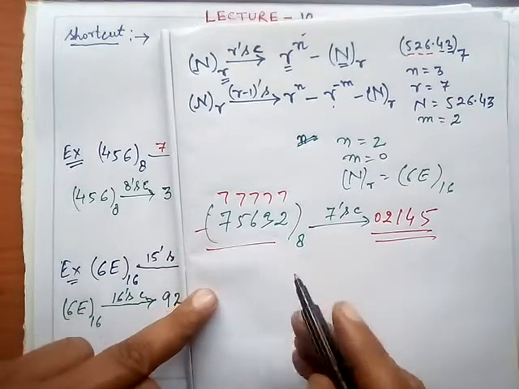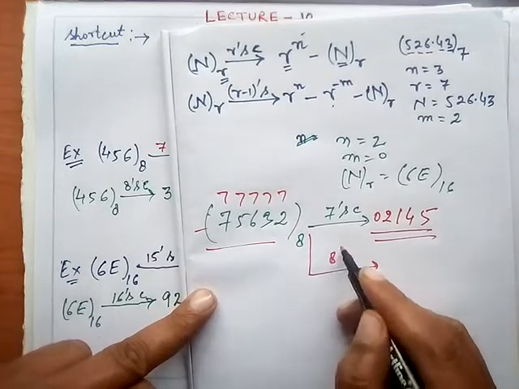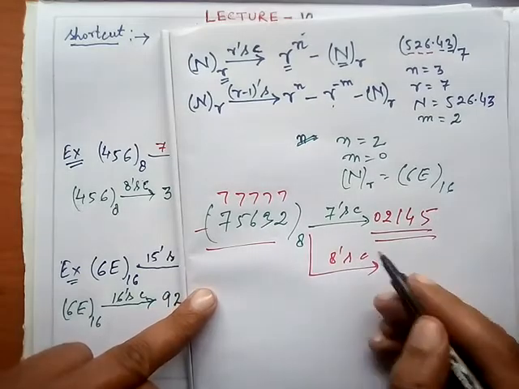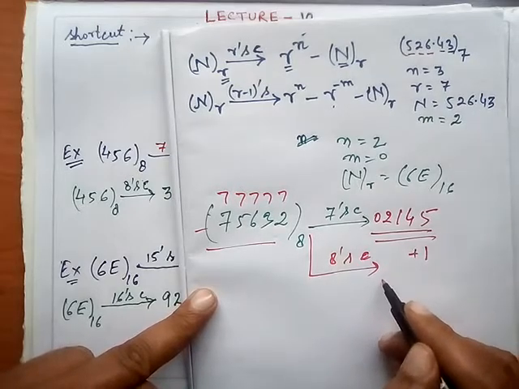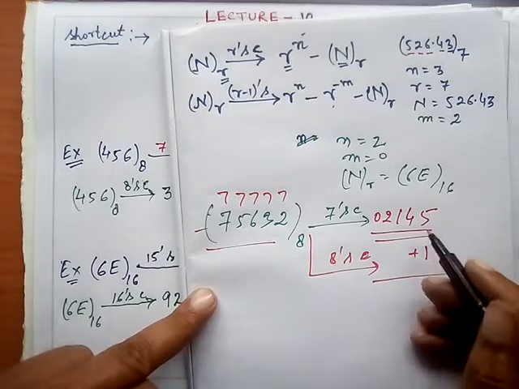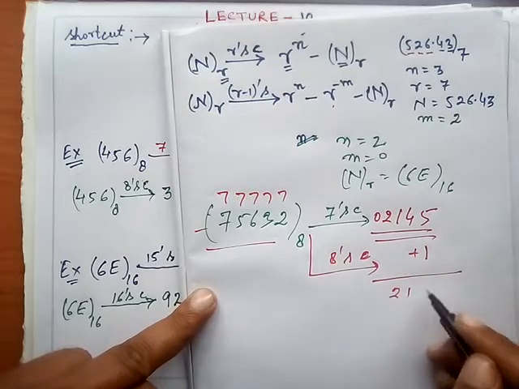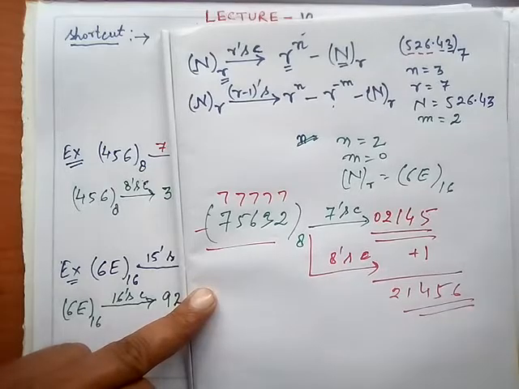And in order to find its 8th complement, the same number, in the 8th complement you add 1 to the rightmost digit, not to the number, but to the rightmost digit. What do I mean by this? You add 1, so it will be 2, 1, 4, 5, 6. This is the 8th complement.